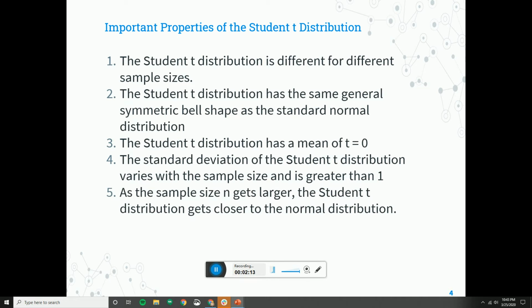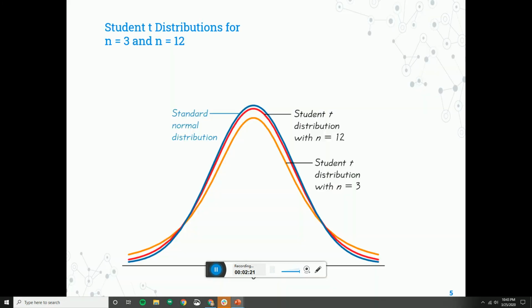As the sample size increases, the student t-distribution gets closer and closer to the normal distribution because its standard deviation will get closer and closer to the number 1. So looking at some different graphs here, we see the blue curve is the standard normal distribution. The red, that is very close to it, is the student t-distribution with 12 pieces of data. And the orange that is much further from it is the student t-distribution with only 3 pieces of data.